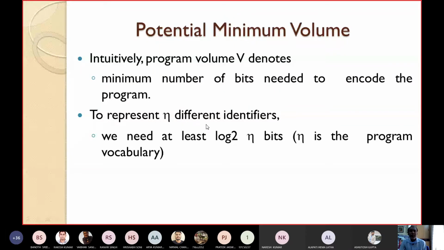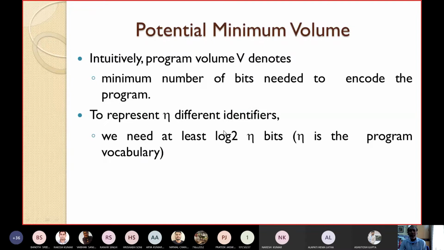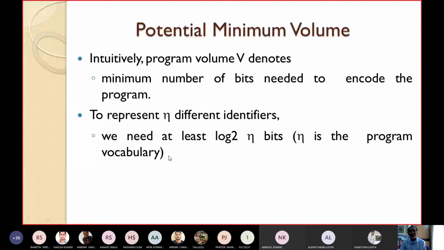Now, to represent eta different identifiers, that is, the total number of unique operators and operands, how many minimum bits will be required? We need at least log 2 eta bits, isn't it? To represent eta different identifiers, we need at least log 2 eta bits, where eta is the program vocabulary.